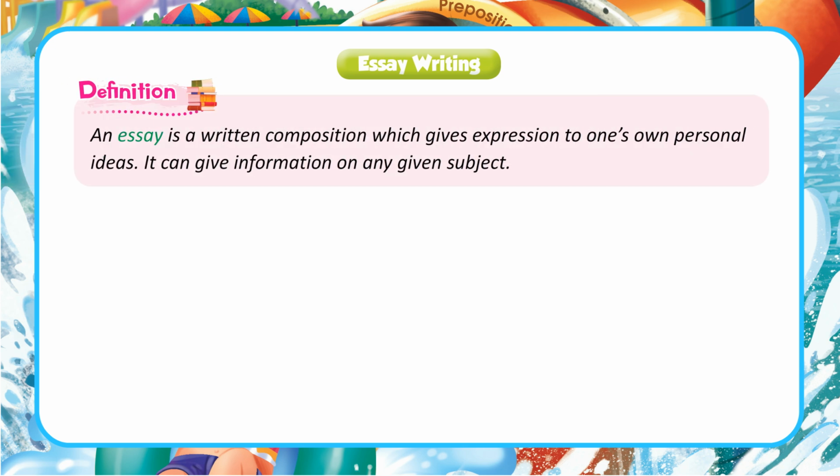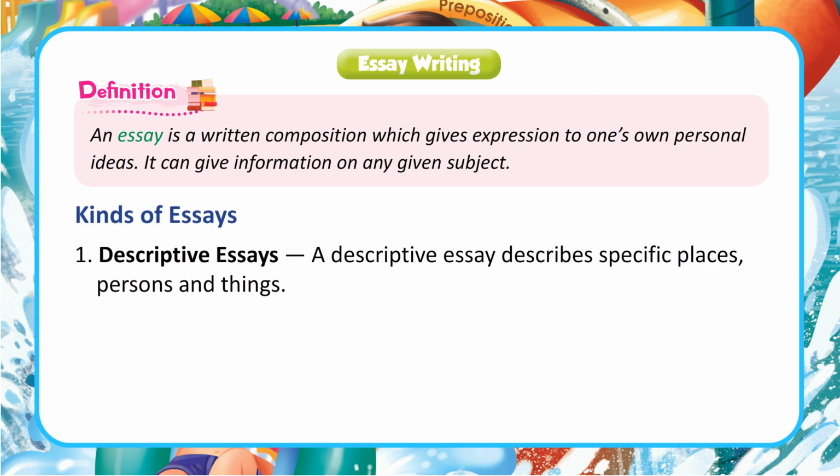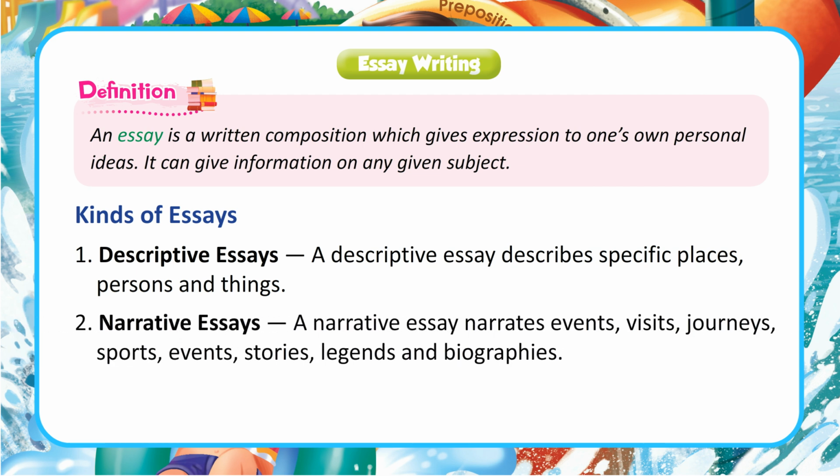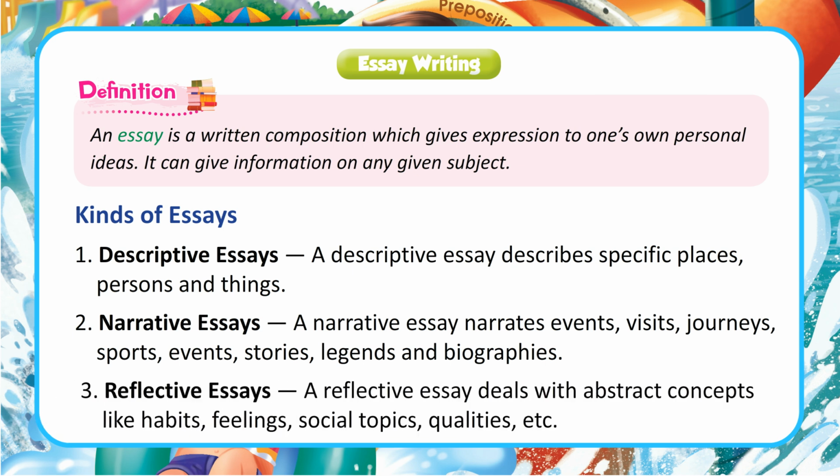Essay writing. Definition. An essay is a written composition which gives expression to one's own personal ideas. It can give information on any given subject. Kinds of essays. 1. Descriptive essays. A descriptive essay describes specific places, persons and things. 2. Narrative essays. A narrative essay narrates events, visits, journeys, sports, events, stories, legends and biographies.